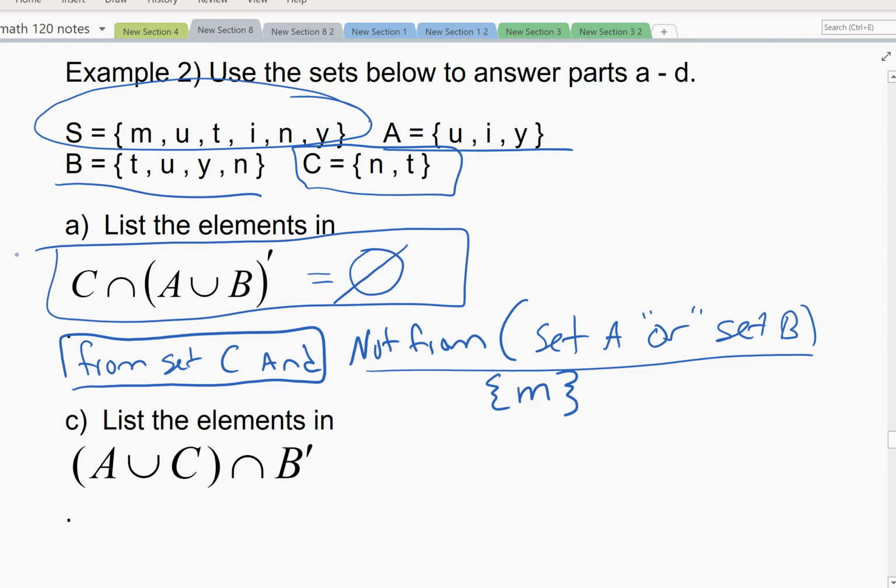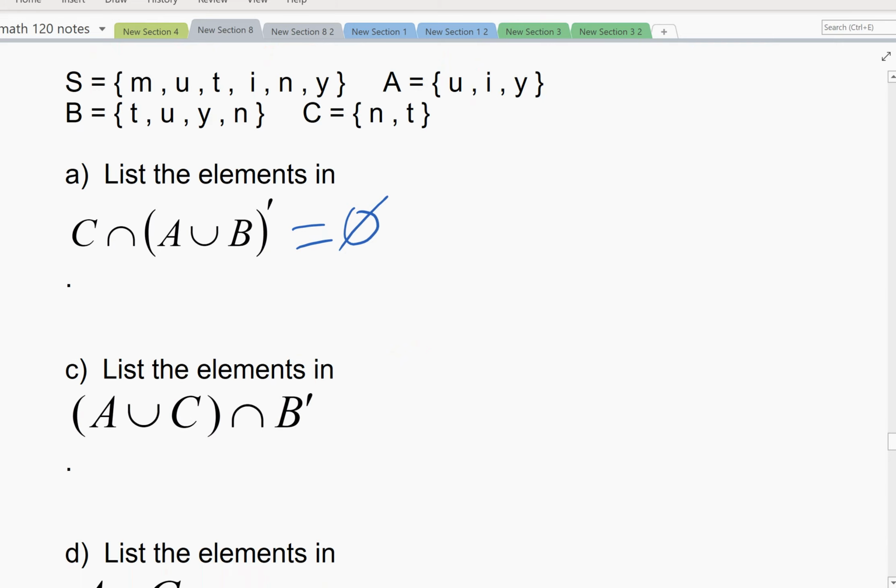Alright, so I'm going to erase my stuff here so that I'll work on the next one. So set A. The answer to this one was empty. Nothing. Now I'm going to do the next one, so part B. List the elements in.